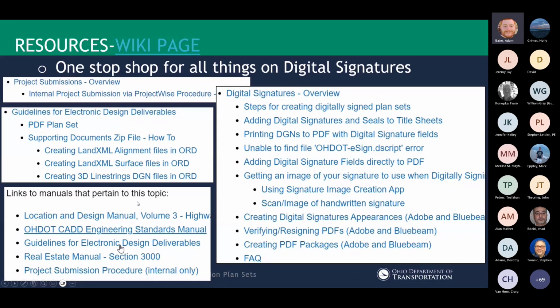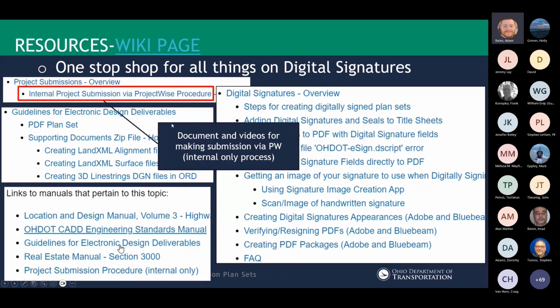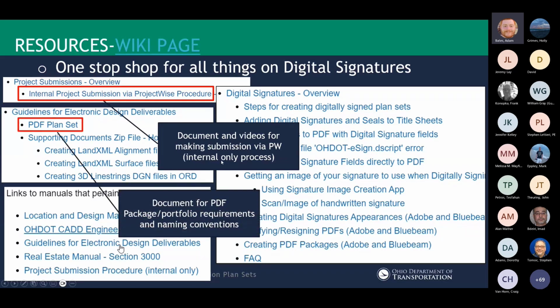All right, so some of the resources for the wiki page. As you can see here, we do have the project submission overview. This is going to be your one-stop shop for all the documents and the different submissions project-wise, and internal process only. I do want to mention that it's an internal process, but that houses all the documents for that. And then the electronic deliverables is going to be housed here in the plan set.